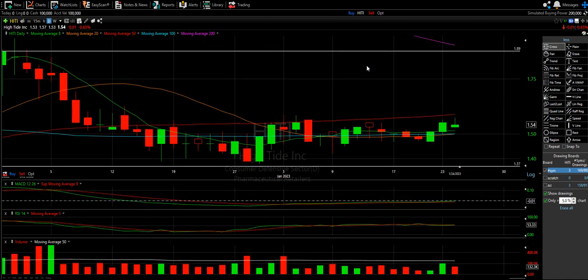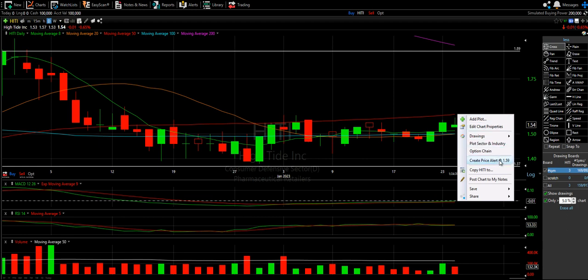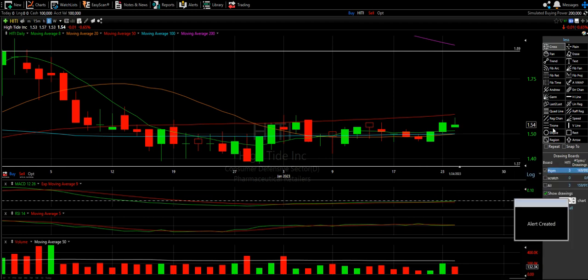High tide looks a little interesting, actually. I mean, I'm not going to lie. I'm going to go ahead and set an alert above the 50. You can see that I'm doing it at 159, right?